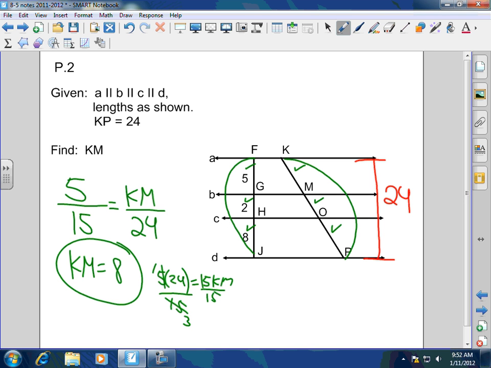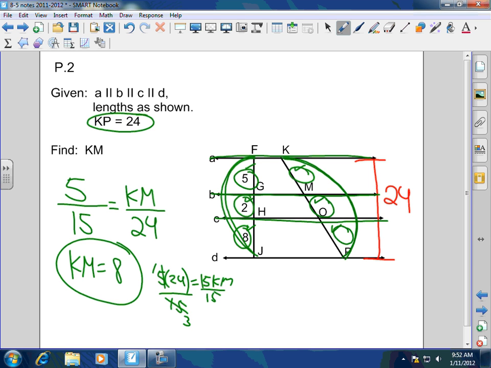Yes, sir. How come it's 24 on the left when it says 5? How's it 24 if on the left it says 5, 2, and 8? Because they tell you that KP is 24 when you read the problem. Oh, how can that be? Who said that FJ is equal to KP? FJ is proportional to KP. But if they're parallel, okay, look. This is parallel, this is parallel, this is parallel. This piece corresponds to this piece, this piece corresponds to that piece. So FJ corresponds to KP.